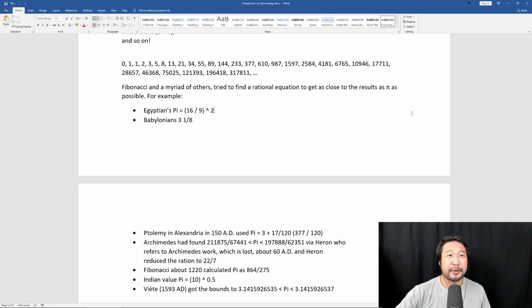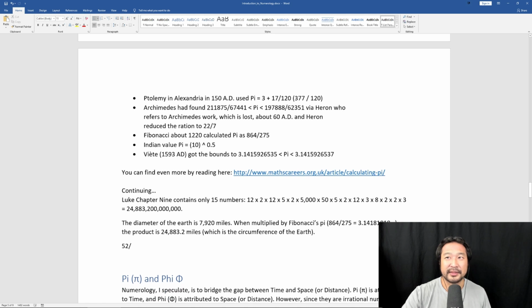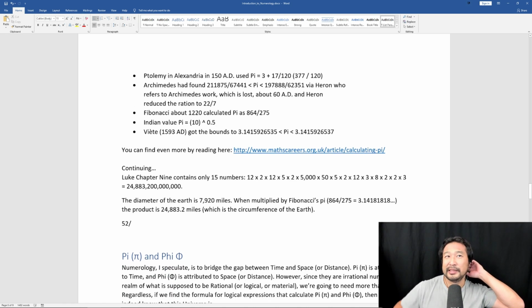For example, Jimson's pi was 16 divided by 9 to the power of 2. Babylonians is 3 1/8. And I found this in a reply to a comment in a blog somewhere. Ptolemy in Alexandria in 150 AD used pi equals 3 plus 17 divided by 120, or 377 divided by 120. Archimedes' pi, he had found 211,875 divided by 67,441.